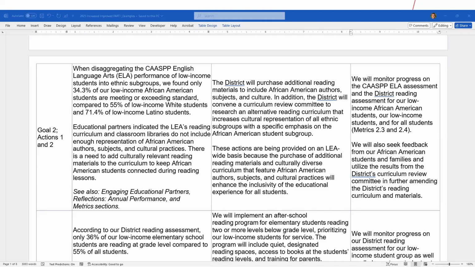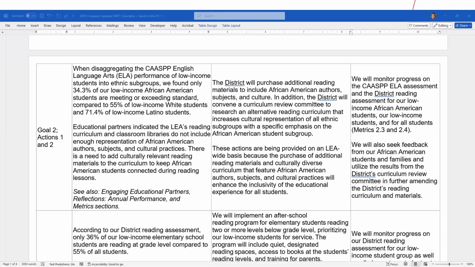Here's what I mean. When disaggregating the CAASPP ELA performance of low-income students, so you start with your low-income students, that's the top of the pyramid, and you disaggregate it into ethnic subgroups, right?